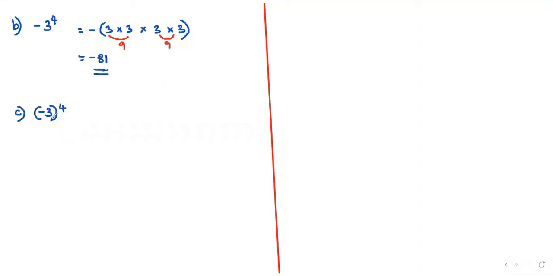If we have (negative 3) to the power of 4, it means we have negative 3 times negative 3 times negative 3 times negative 3. Have you understood that? Yes. So note that B is not the same as C. When we have a negative in the brackets and the whole of it to the power of 4, it is not the same as when we do not have the brackets.